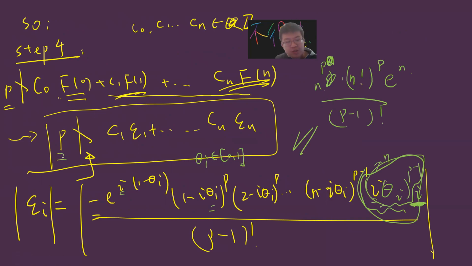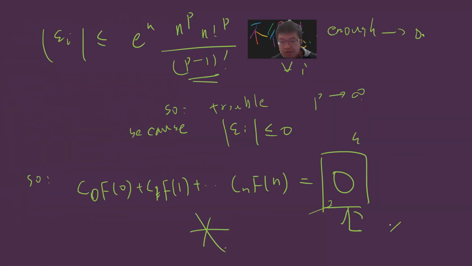Then each integer. Sorry, this is, yeah. So this is 0. So p will divide this integer, but we proved that p will not divide. Contradiction. So e is transcendental. Yeah, this is a proof.